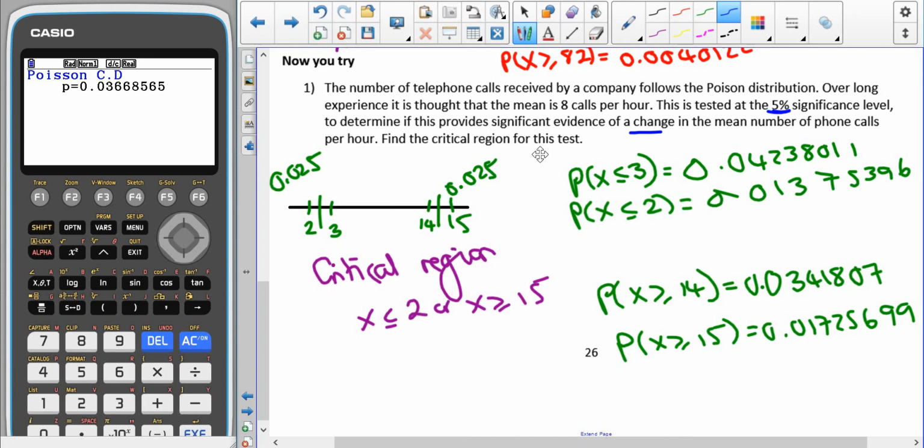Then at the top end, this time in inverse P, put in 0.975, gives us 14. Then looking at the probability of x being greater than or equal to 14 gives us 0.0341807, which is too big. It's not smaller than 0.025. So then we had to try the probability of x being greater than or equal to 15, which gave us 0.0172569, which is our critical value. So that was the first value in our critical region here. So our total critical region is going to be when x is less than or equal to 2, or when x is greater than or equal to 15.